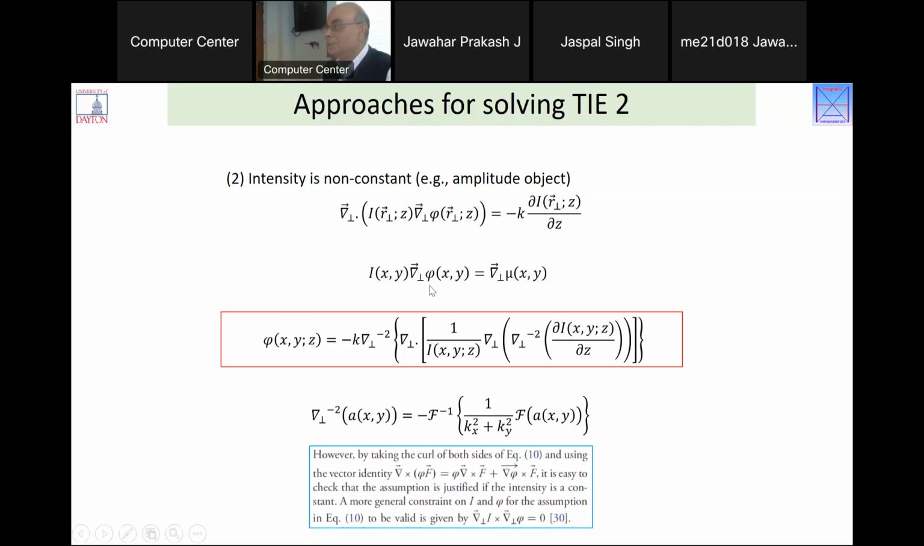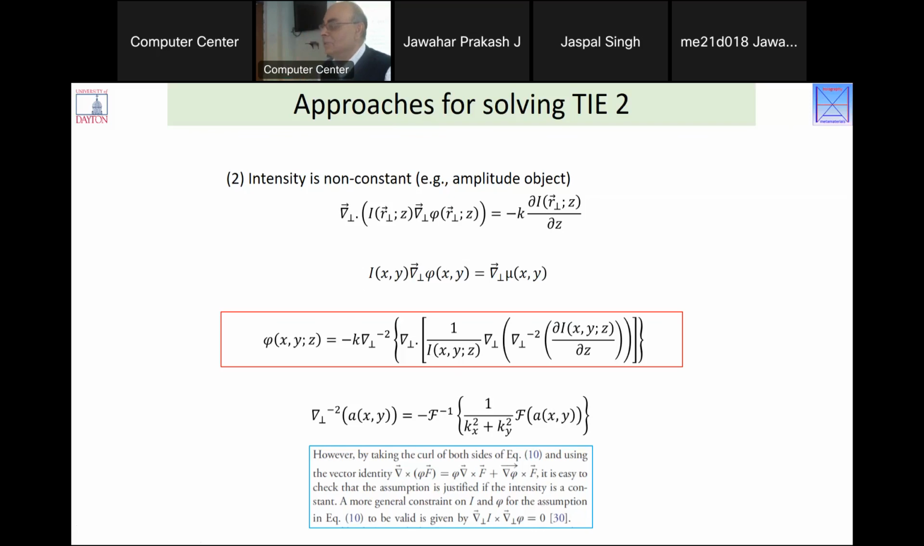This is a standard calculus problem. You can use a vector identity. What you do is you take the curl of this, because this is actually a term like phi times f. This is the vector identity. And then what you're going to see is that this assumption of this being defined as the gradient of a scalar is only valid, guess when? When the intensity is a constant. So you're back to the previous case.